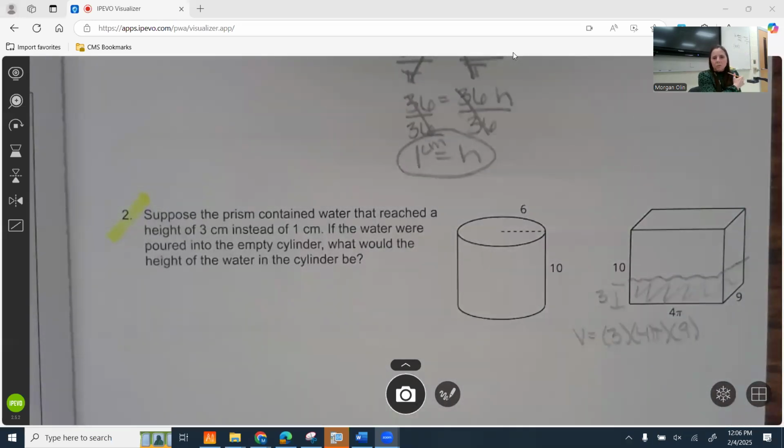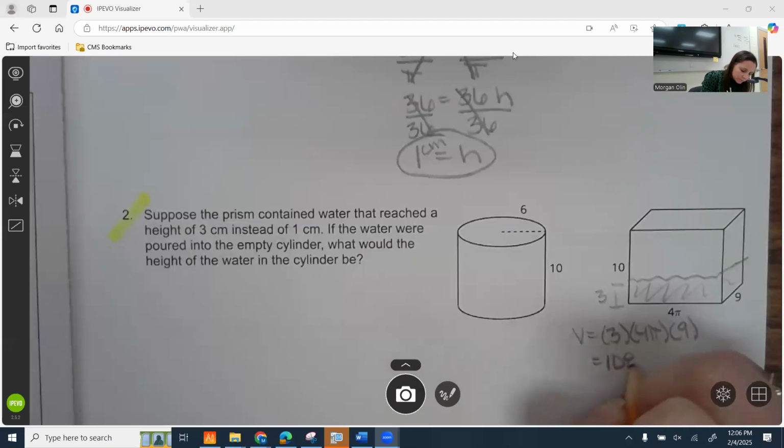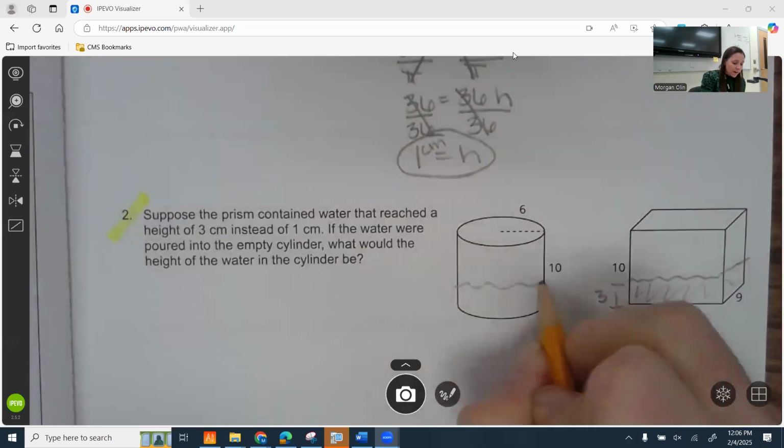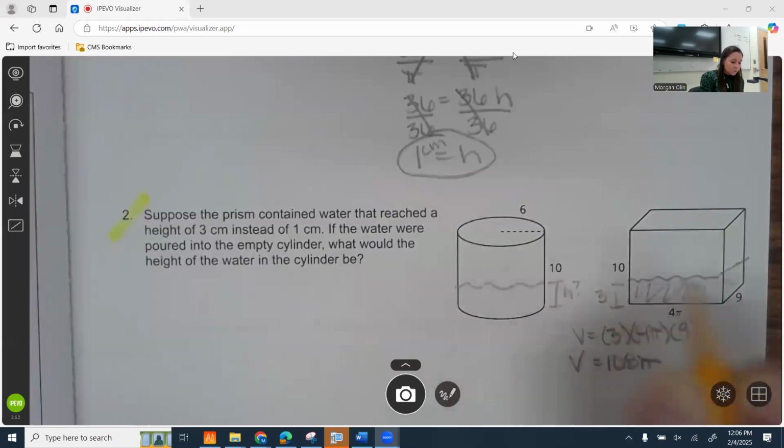Now, you can take a calculator and multiply just the numbers, but we can also do this as well. What is 3 times 4? 12. 12 times 9 is 108 pi. So this is our new volume right here. Now, remember what I said right here. When I pour it into here, I want to know what that new height is. We don't know what that is.